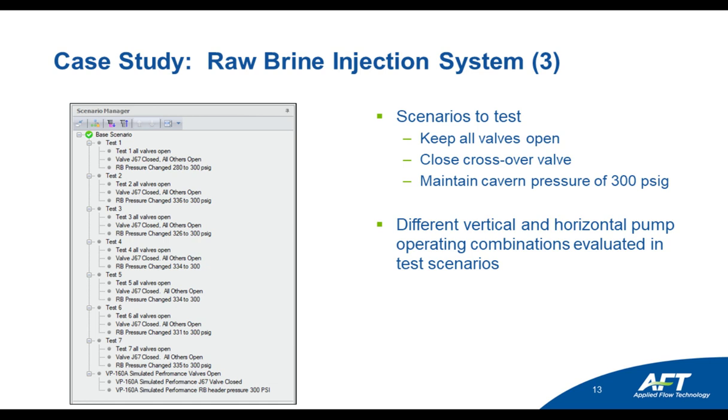So there are several scenarios that they tested, and one of the scenarios was to keep all the valves open. Another one was to close that crossover valve that I was talking about. And then the third scenario to test would be to ensure that the cavern pressure was maintained at 300 psig, where previously it was operating at different operating pressures in different circumstances.